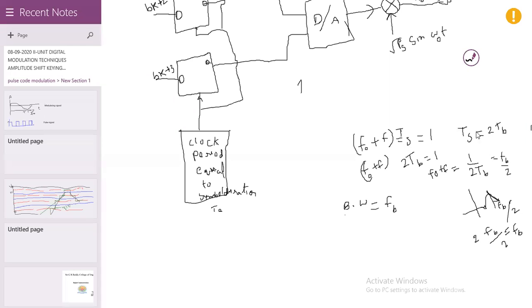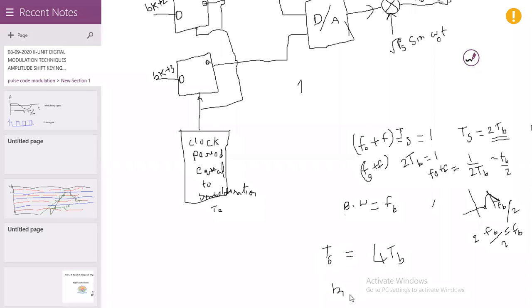Here TS is equal to the symbol duration. In QPSK, the symbol duration is 2 TB. In 16 QASK, TS is equal to 4 TB. What is the generalized formula for calculating bandwidth?